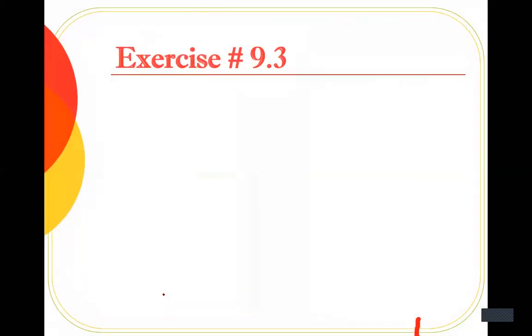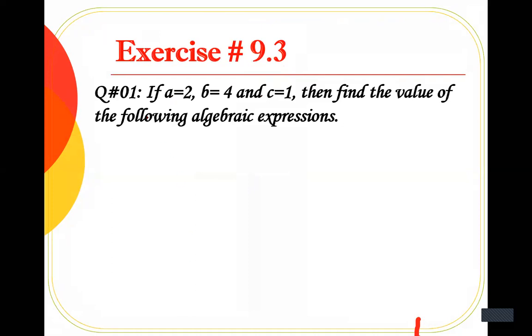In exercise number 9.3, again you have the same question, question number 1, where a is equal to 2, b is equal to 4, and c is equal to 1. Then find the value of the following algebraic expression. Now a little bit difficult expression, because here you have 2a plus 3b.